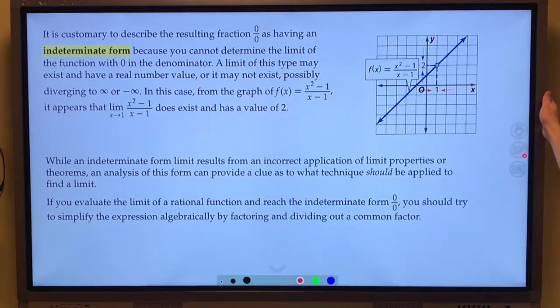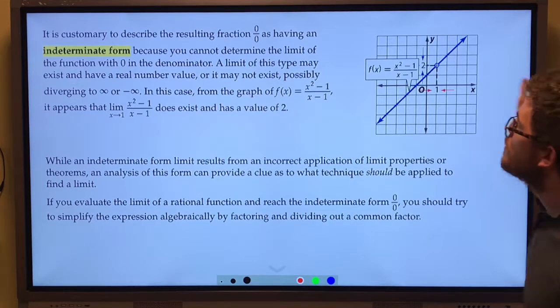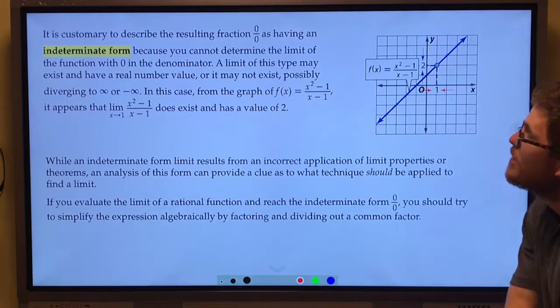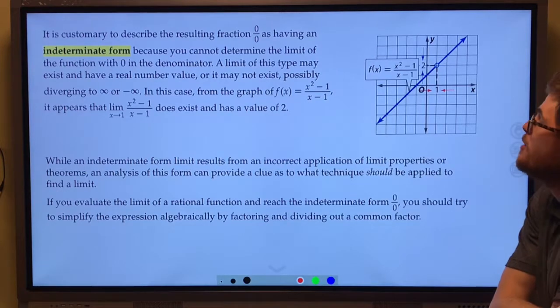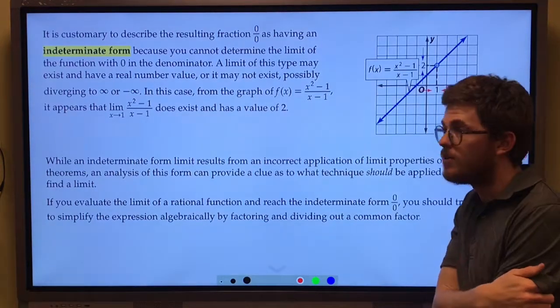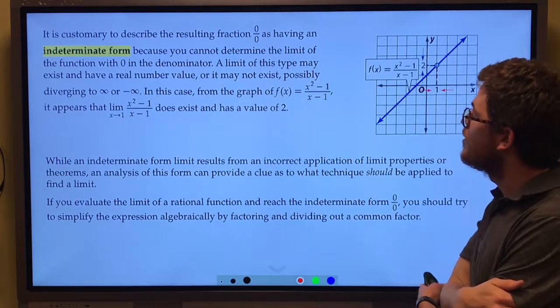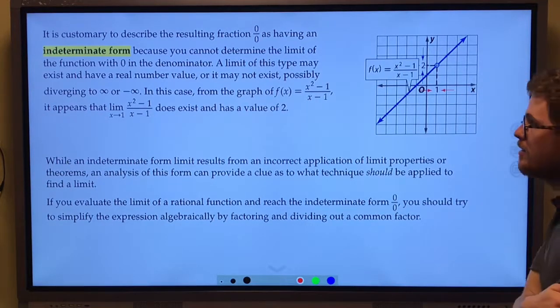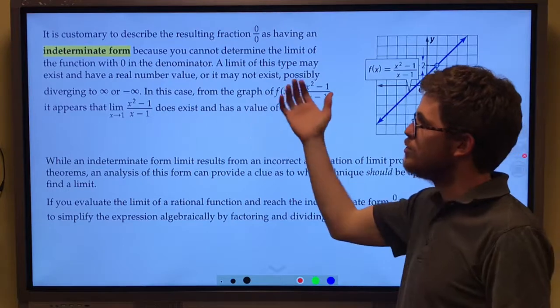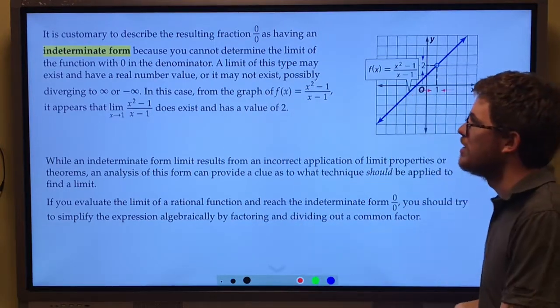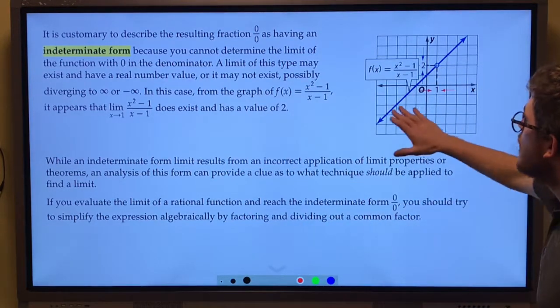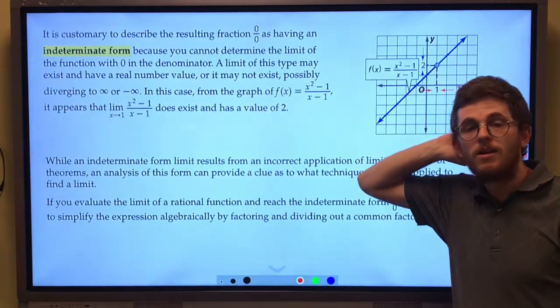It says, it's customary to describe a resulting fraction of 0 out of 0 as having an indeterminate form because you cannot determine the limit of the function with 0 in the denominator. A limit of this type may exist and have a real number value, or it may not exist. It even could diverge to positive infinity or negative infinity. And so this is the one we looked at in the last case.